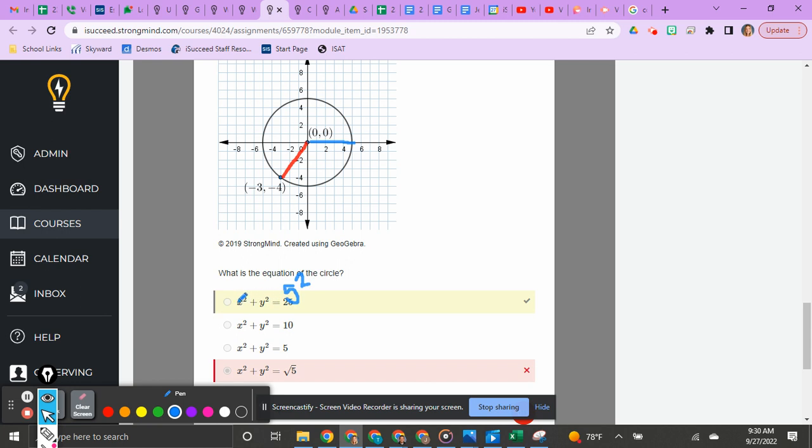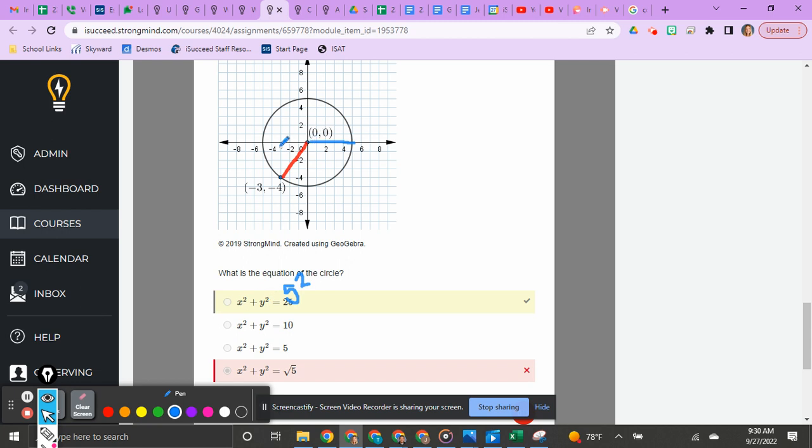Then these parts in here are where you account for the center of the circle. Because our center is at 0, 0, that makes this equation really easy. You don't have to add or subtract anything from the x or the y. It's just x squared plus y squared.